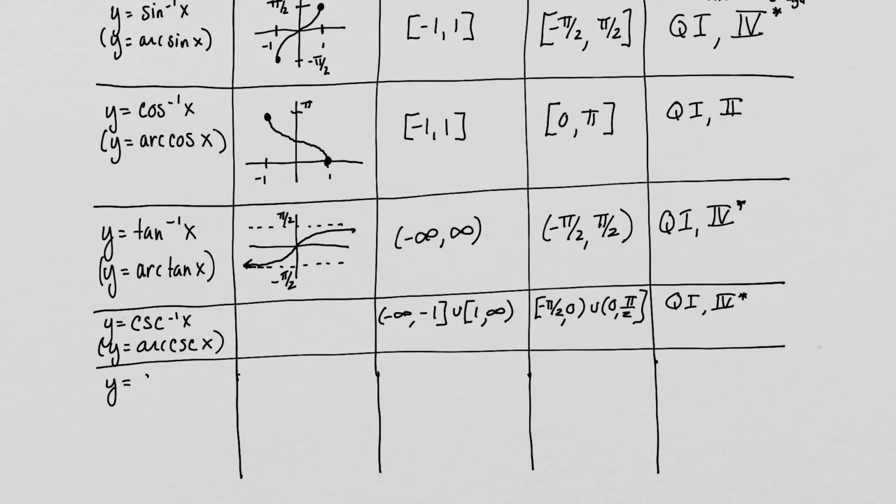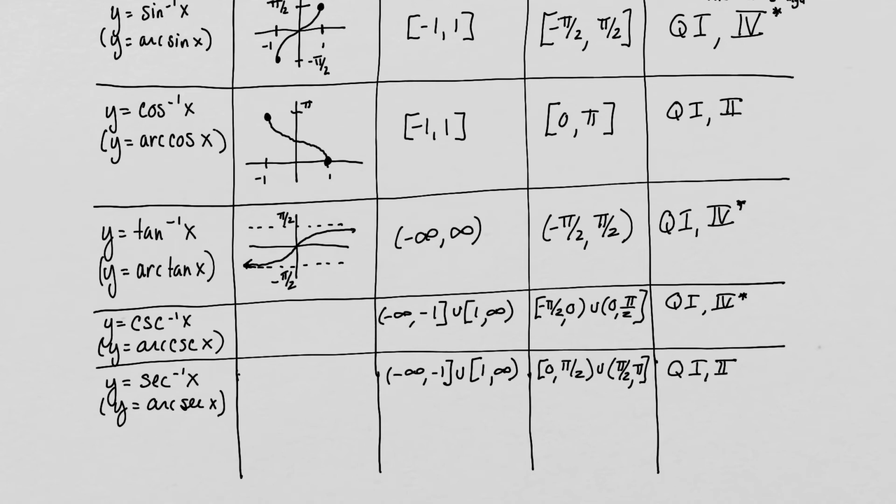So if y is equal to the inverse secant of x, or y equals arc secant x, then the domain is going to be from minus infinity to negative 1 again, union, again, 1 to infinity. The range here is from 0 to pi over 2, union pi over 2 to pi. And so this is, again, quadrants 1 and 2.